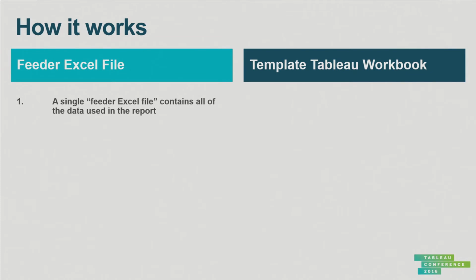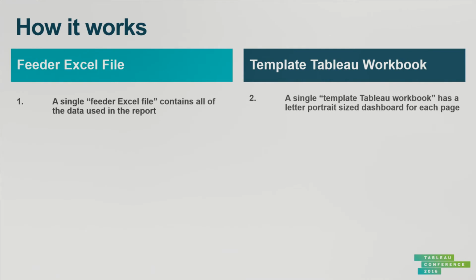But it contains everything. So the school's name, what I want to call the school in the legend, the text that I want to use in the blurbs and the paragraphs, everything that I want to use in my PDF, I have in a single Excel file. And then I have my template workbook. So each workbook is just a whole workbook. It has letter portrait size dashboards for each page in order, and then all of the sheets are hidden. So it's really super easy to print it off.